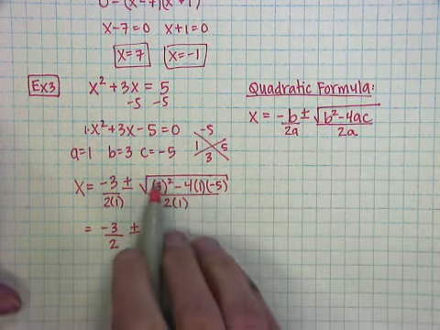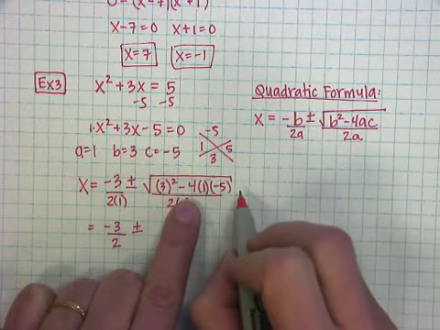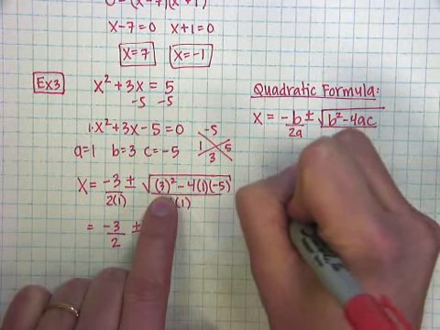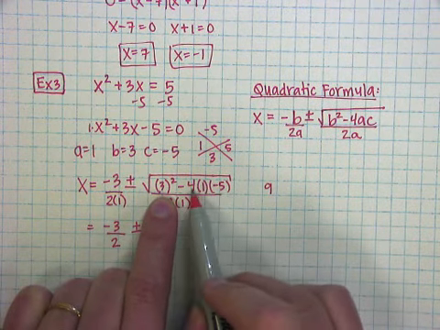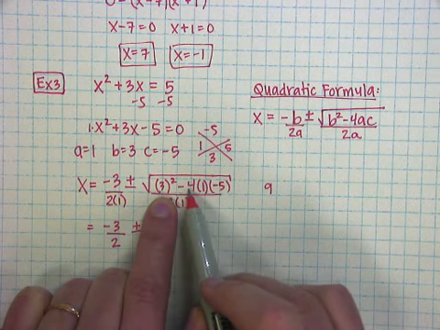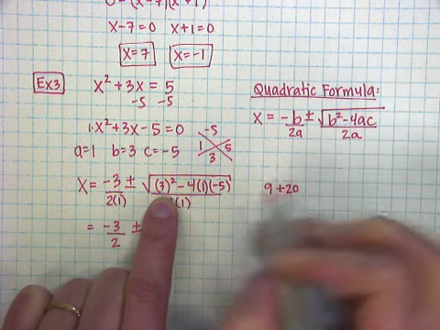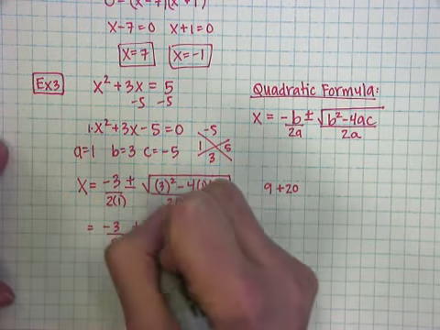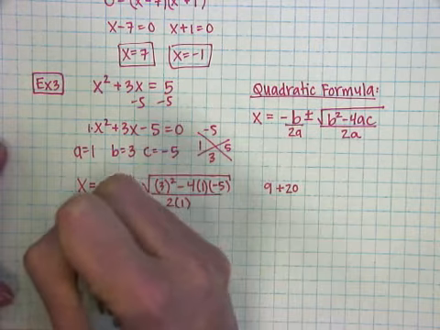Now, underneath the radical, you want to do just the top side of the fraction first. So I'm going to do this off to the side. 3 squared is 9. And then order of operations, I need to do this multiplication. 4, well, you can think of it as -4 actually, times a -5 is a positive 20. So underneath this radical, 9 plus 20 is going to be root 29, and this is over 2.